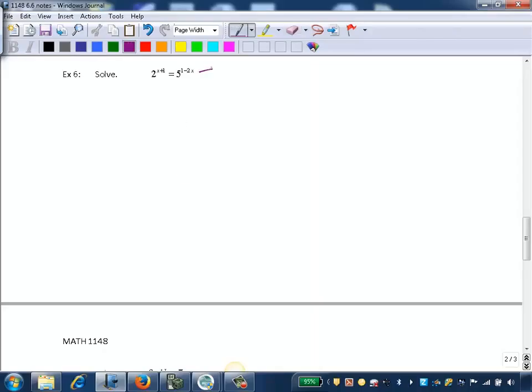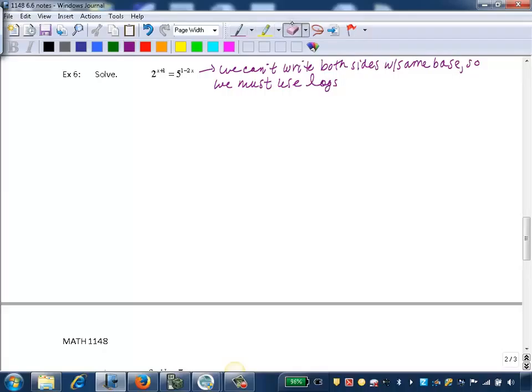So if you want to just make a little note here, we can't write both sides with the same base. So we must use logs. Okay, so here, instead of using the definition of a logarithm, because we have a base on each side, that would be tricky. So here, we're going to just take log of both sides. So we're going to take log of 2 to the x plus 1 power, and that will equal log of 5 to the 1 minus 2x.